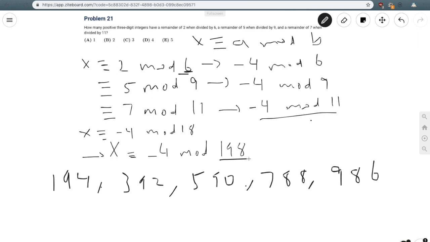I can verify with all these examples. For example, if I have the number 986, and then I add 4, and then divide by 198, the remainder will be 0, which means that it works. And here we see that we have 1, 2, 3, 4, 5 correct answers, so the answer is indeed E. And that's how you solve this problem.